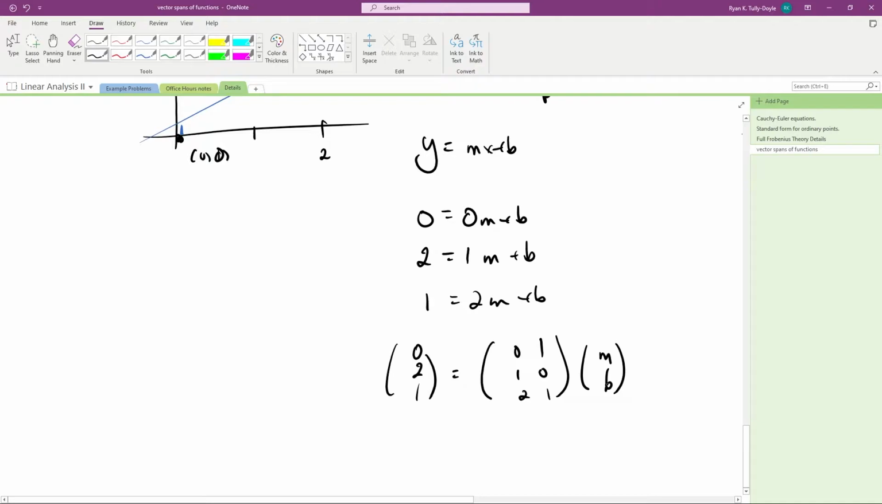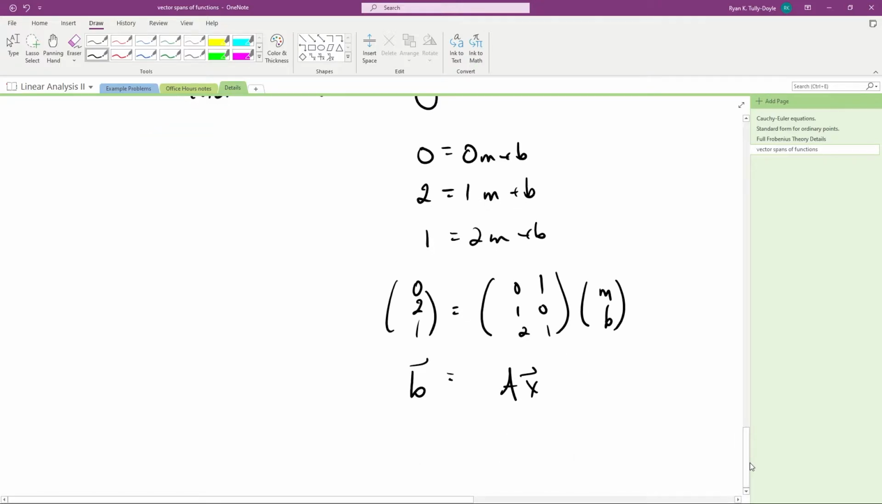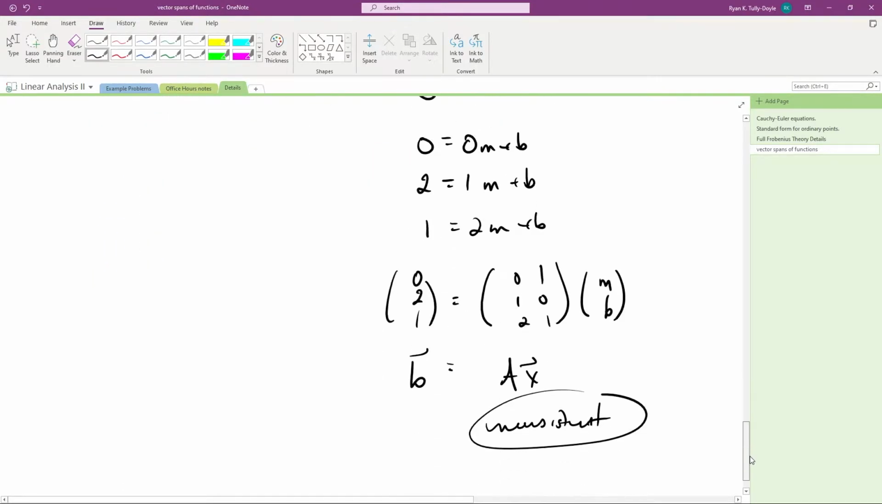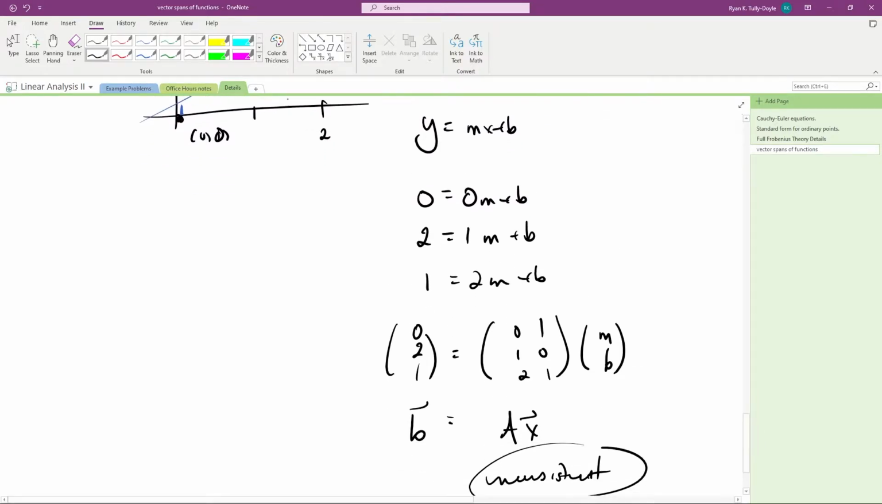This is a setup that we usually call b equals Ax. And this equation is inconsistent, which is exactly what we expect because there is no solution. There is no line that will go through those 3 points. So it's impossible that I can find a solution that does it. But what if instead of trying to find a solution, I try to find the projection of this problem onto the closest possible solution? How am I going to do that?